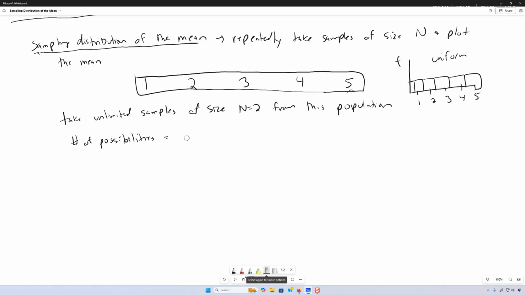Let me just erase that. 5 to the second power. 5 possibilities, and 2 is the number of items in our sample, right? So 5 to the second power is 25. So there's 25 total possibilities.